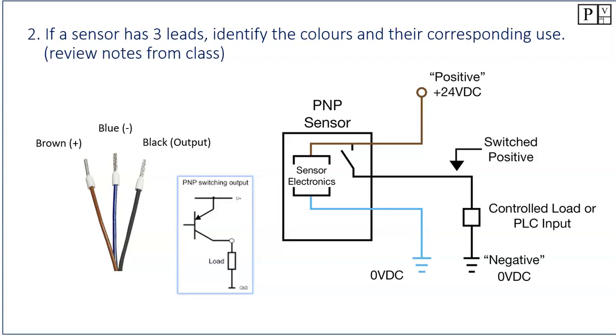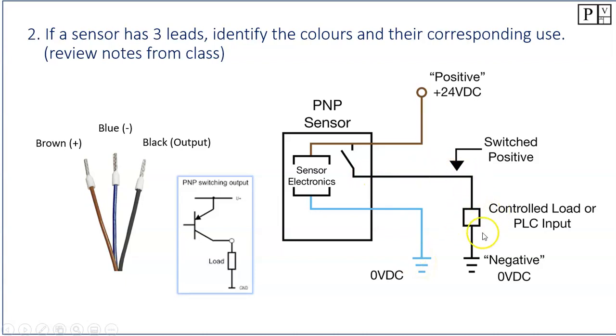Now again, there's 2, 3, and 4-wire sensors out there in the field, but the one you're going to see the most is a 3-wire. So the colors for those guys are brown for the positive, blue for the negative, and black for the output. So we need to provide these sensors with 24 volts DC, right? Brown is the positive, blue is referencing 0 or negative, and black is the output going to the PLC.